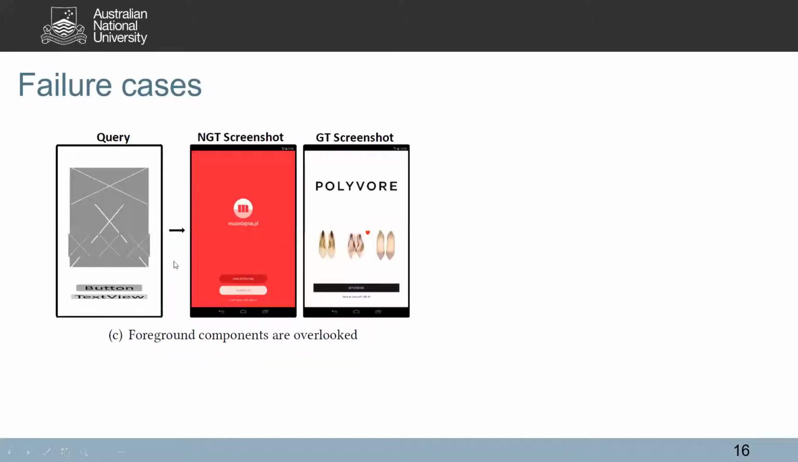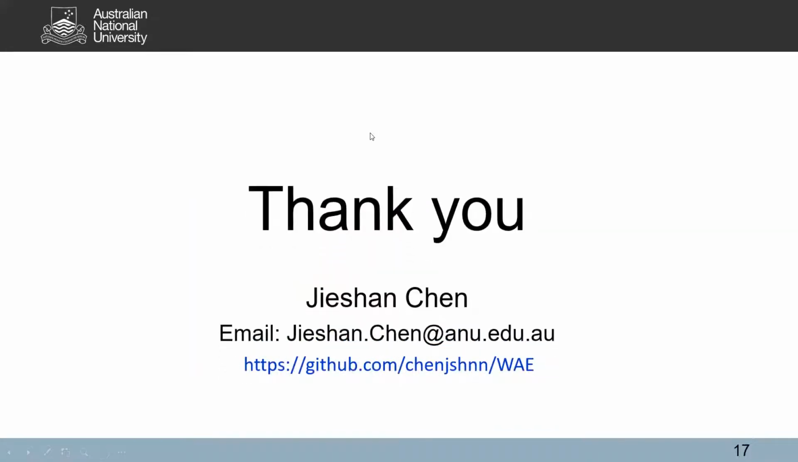And the last type is that the query UI contains some foreground UI components overlapping a large background component, but the returned UI contains only the background component without the foreground components, especially when the foreground and the background components are of the same type. So our model could be improved in terms of these 3 types of errors. Please see more details in our full paper.